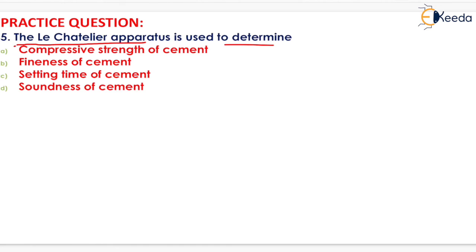So, option D is the correct answer, that is soundness of cement. That is all about this numerical.